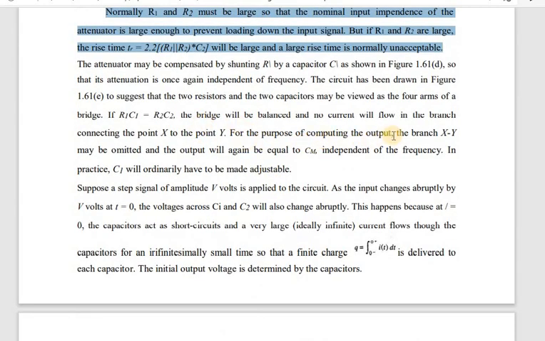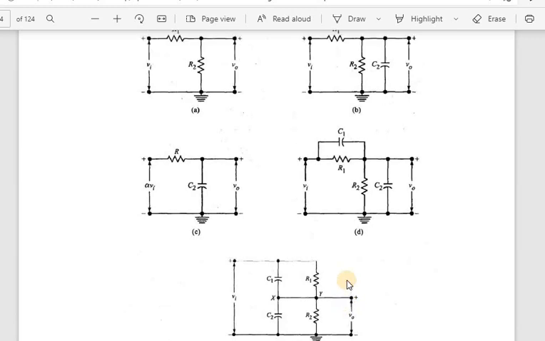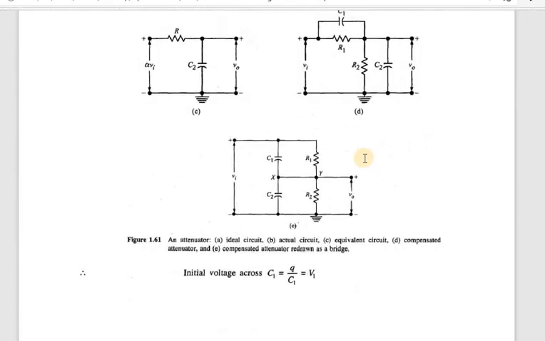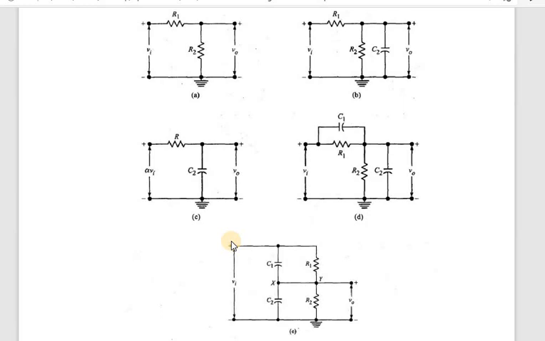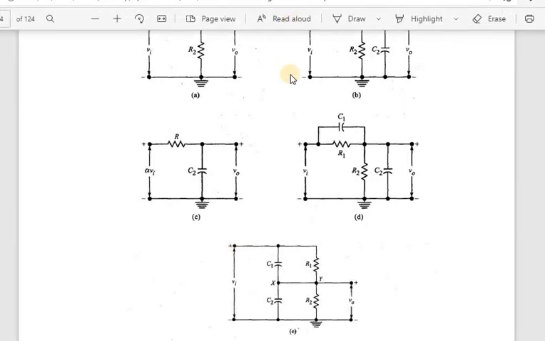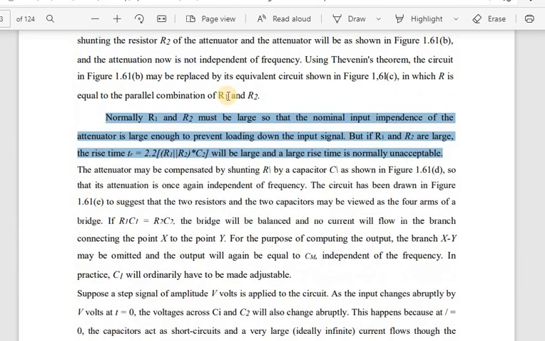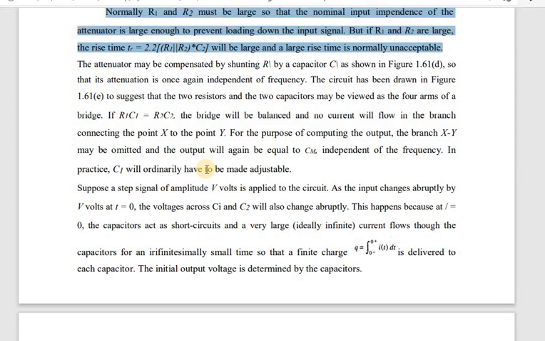So for the purpose of computing the output, the branch XY may be omitted, and the output will again be equal to Cm, meaning you will get the output at the normal capacitance itself here. That will also be independent of frequency, because we do not have any capacitor over here. Here it was dependent on frequency. Again you have two capacitors over here, so it is independent of frequency again. As the output changes, C1 will ordinarily have to be adjusted to get the proper output response.